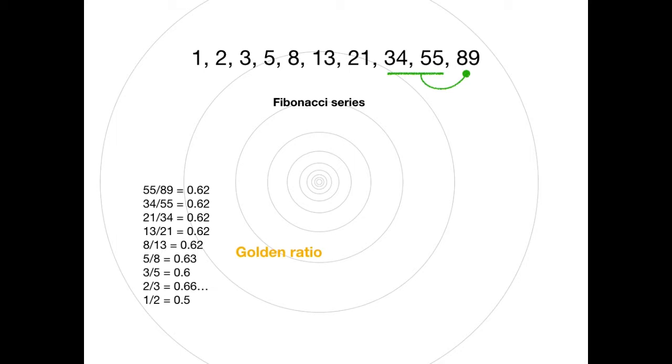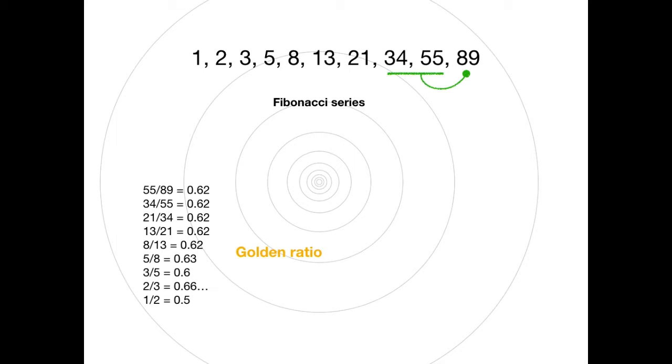It doesn't work so well at the bottom of the series. 1 divided by 2 is 0.5, 2 divided by 3 is 0.66, and so on. But once we get to 8 divided by 13, it approximates to 0.62, and to 2 decimal places, this approximation remains no matter how far we go up the Fibonacci series. This ratio is so important that it's given a name. It's called the golden ratio.